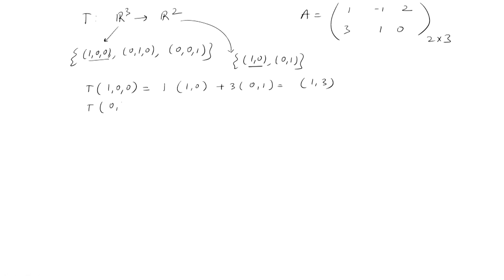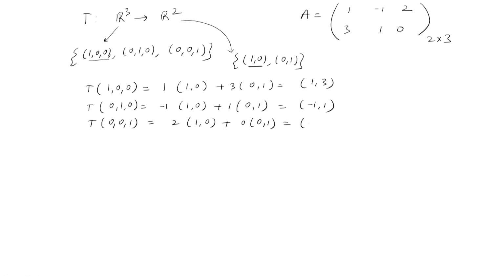Again, T of (0, 1, 0) will be written using the second column, that is minus 1 times (1, 0) and 1 times (0, 1), which will be (minus 1, 1). Now, T of (0, 0, 1) will be equal to 2 times (1, 0) plus 0 times (0, 1), which is (2, 0).